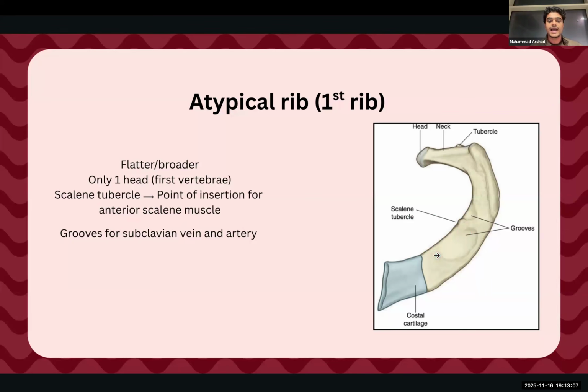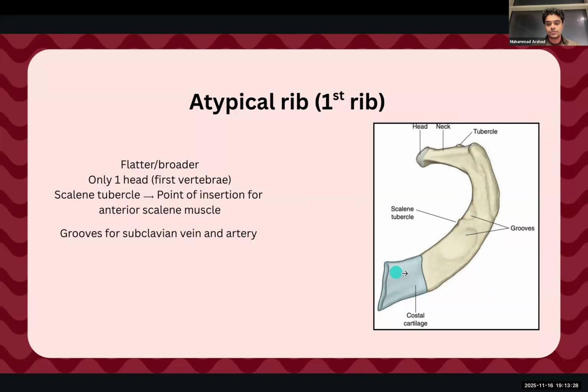It's a point of insertion for the anterior scalene muscle. You guys should probably know that. I don't know how high yield it is, but you should still know that. And then you have grooves here for the subclavian vein and artery. The only really important thing that you need to know here is that the vein is going to be more anterior, and then this groove that's more posterior is going to be for the artery.